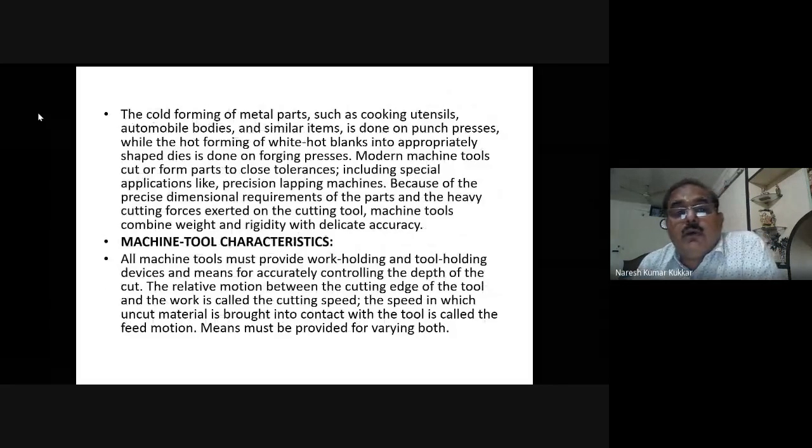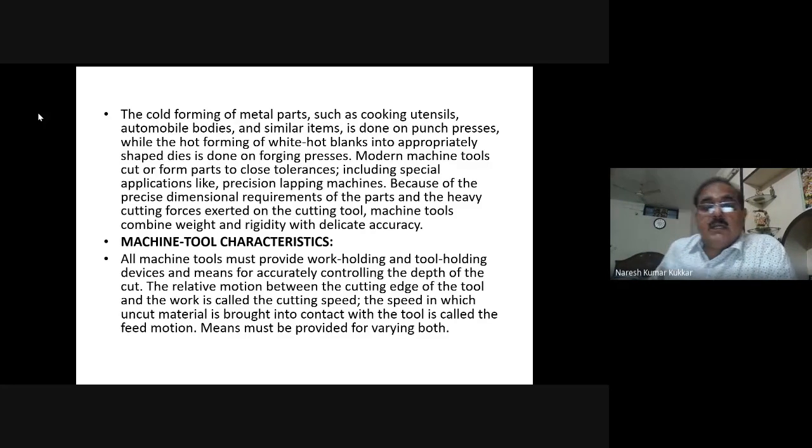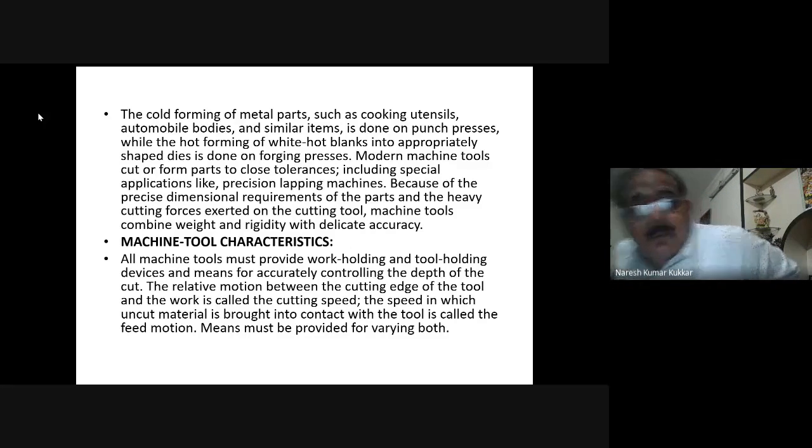The cold forming of metal parts, such as cooking utensils, automobile bodies, and similar items, is done on punch presses, while the hot forming of white-hot blanks into appropriately shaped dies is done by forging presses. Modern machine tools cut parts to close tolerances, including special applications like precision lapping machines, because of the precise dimensional requirements of the parts and the heavy cutting force exerted on the cutting tools. Machine tools combine weight and rigidity with delicate accuracy.